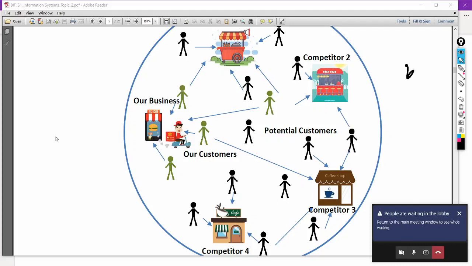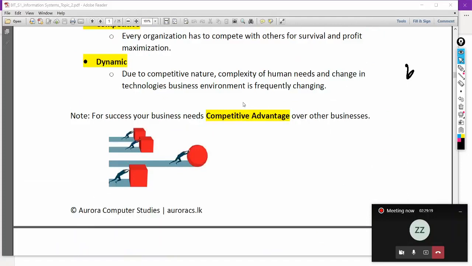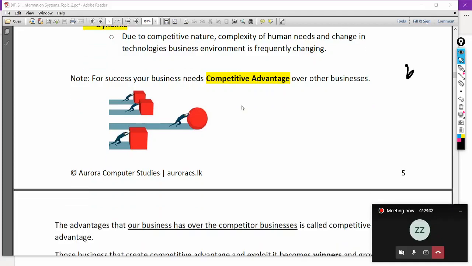So that is how the world moves forward. Right. So that is the nature of the business environment, right? And an open economy. And of course, we need that competitive advantage to be the winner, right? If you don't have that, we are not going to survive, we are not going to make profit, we are not going to maximize our profit and expand.